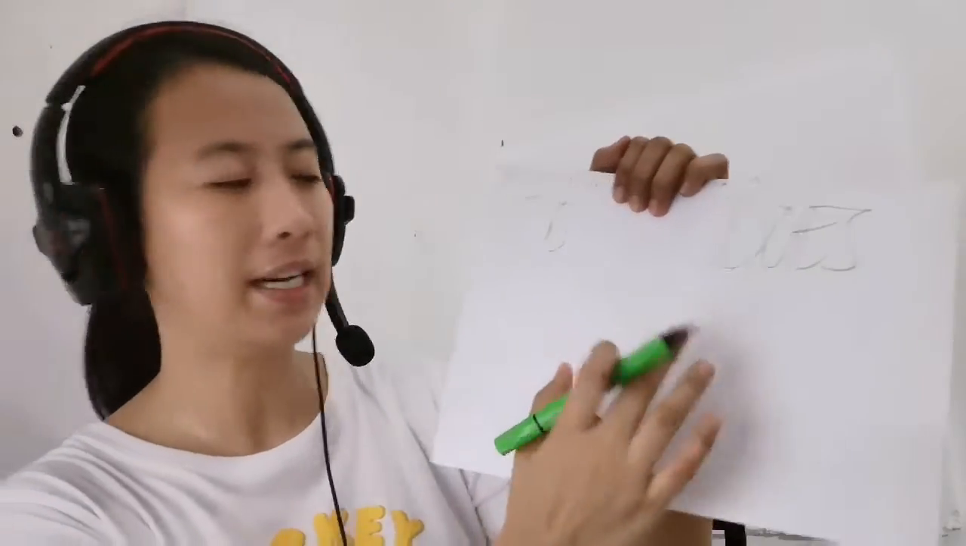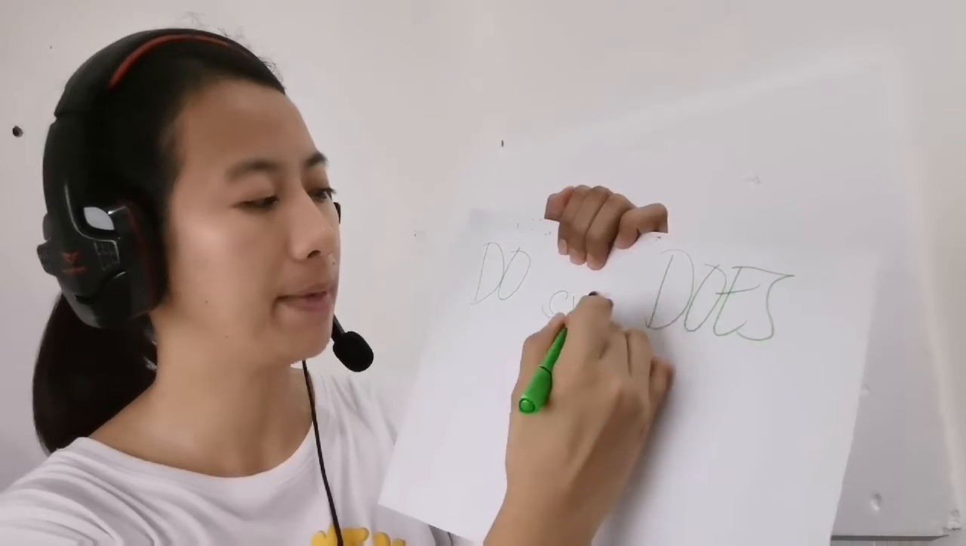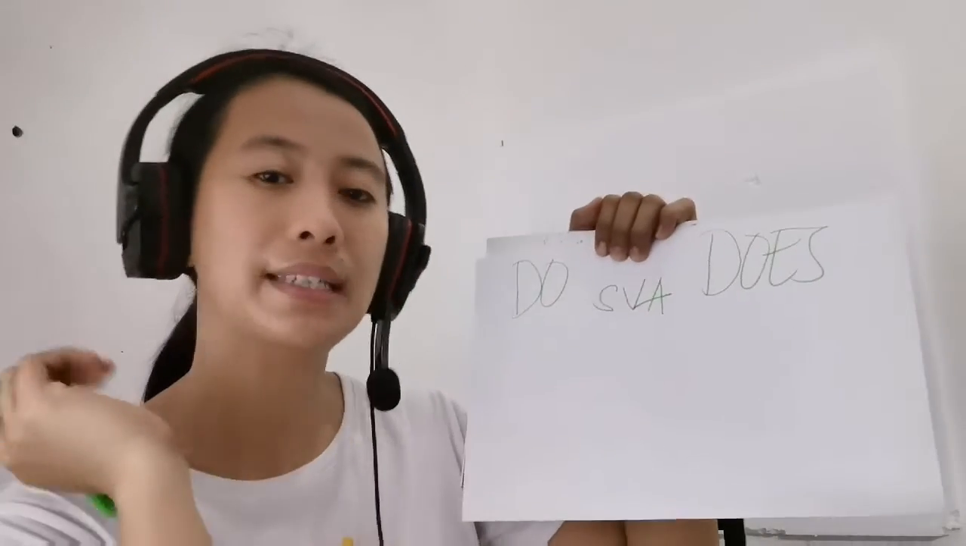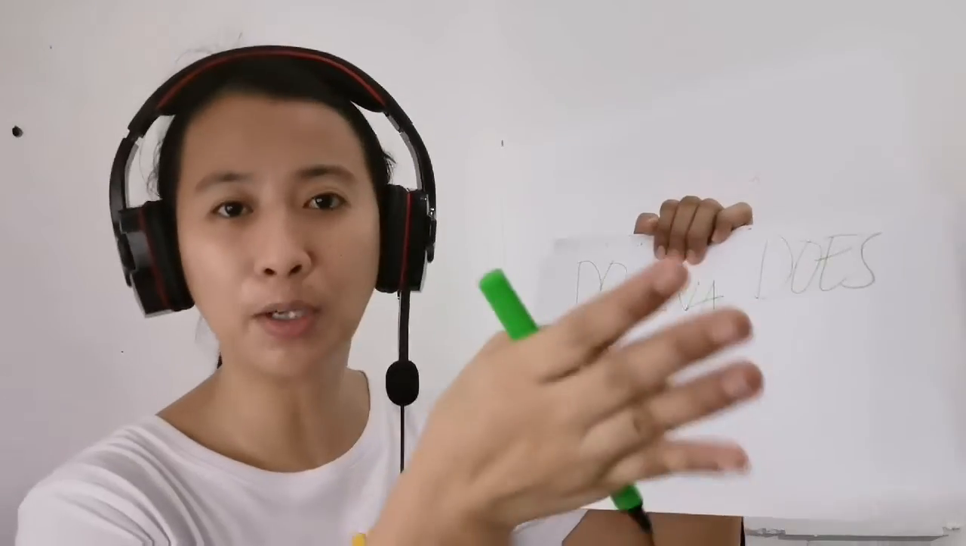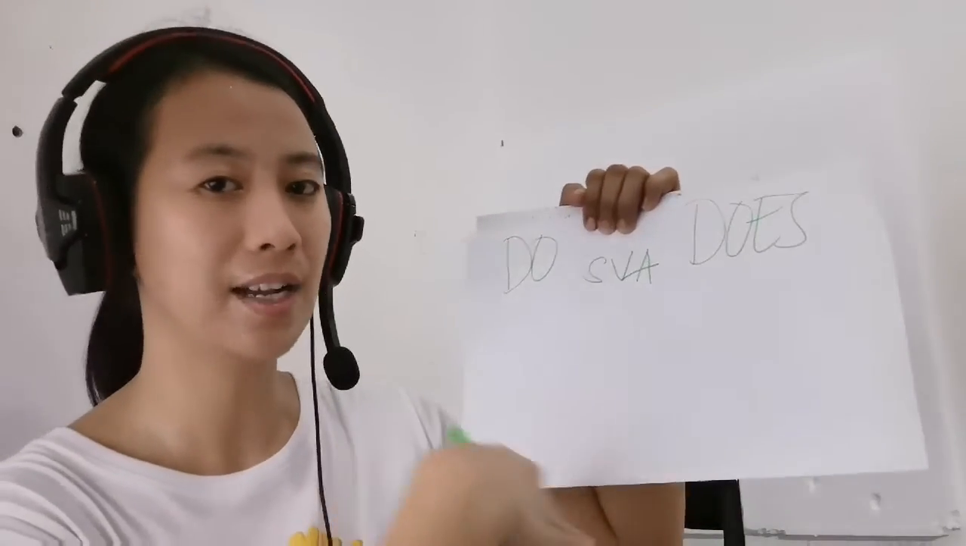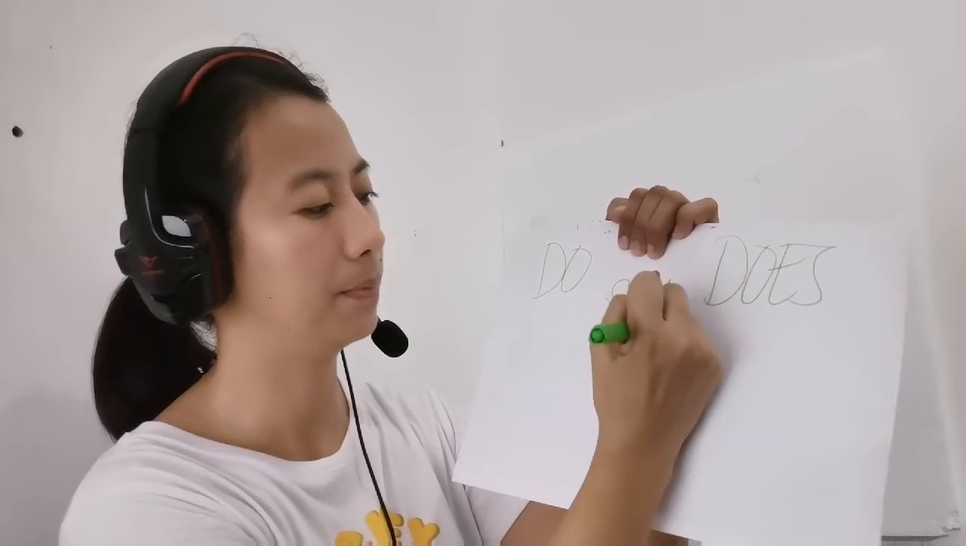Now this time, let's talk about the use of do and does. Remember again that do and does are used for present tense. Okay? So what is the difference between do and does? Let's talk about the subject-verb agreement this time. So when we say subject-verb agreement, the verb should agree with its subject. Okay? In terms of number.